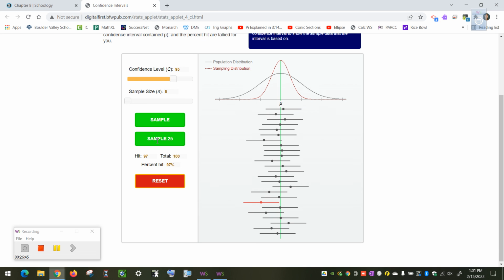What I'd like you to do when you're done with your 100 is write down the number that you got, and turn to your group and tell each other what everybody's percentages were.